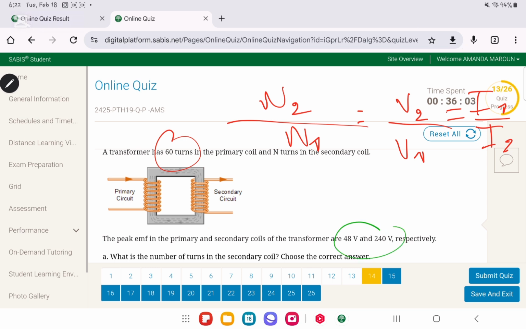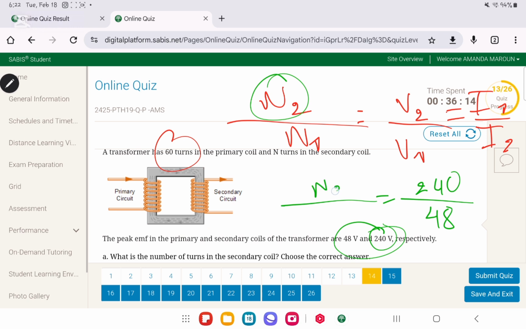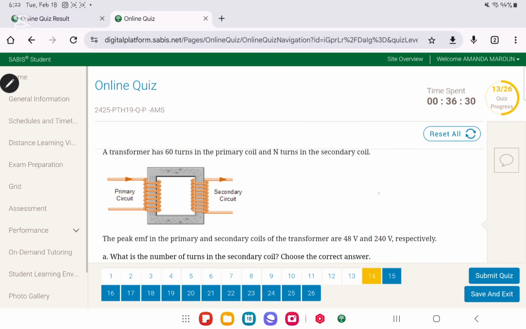Now let us take what's given. We have voltage 1 and voltage 2. Voltage 2 is 240, voltage 1 is 48, is equal to the number of turns in the secondary, which we need to find, over the number of turns in the primary, which is 60. So you take your calculator and you do cross multiplication. It becomes 60 times 240 divided by 48, and you will get an answer that N2 is equal to 300.